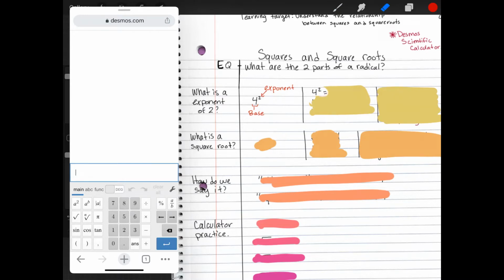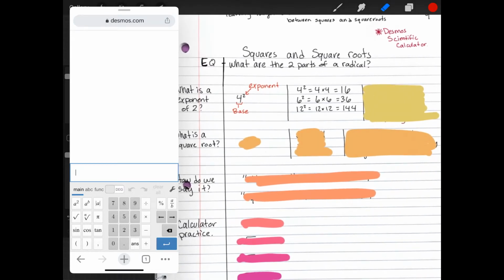If we have 4 with an exponent of 2, that's the same as saying 4 times 4. And we know what 4 times 4 is, 16, right? Let's look at another example. If we have 6 to the power of 2, or 6 with an exponent of 2, that's the same as saying 6 times 6, and 6 times 6 is 36, right? Another example, let's say we have 12 with an exponent of 2. That's the same as saying 12 times 12, which is 144.